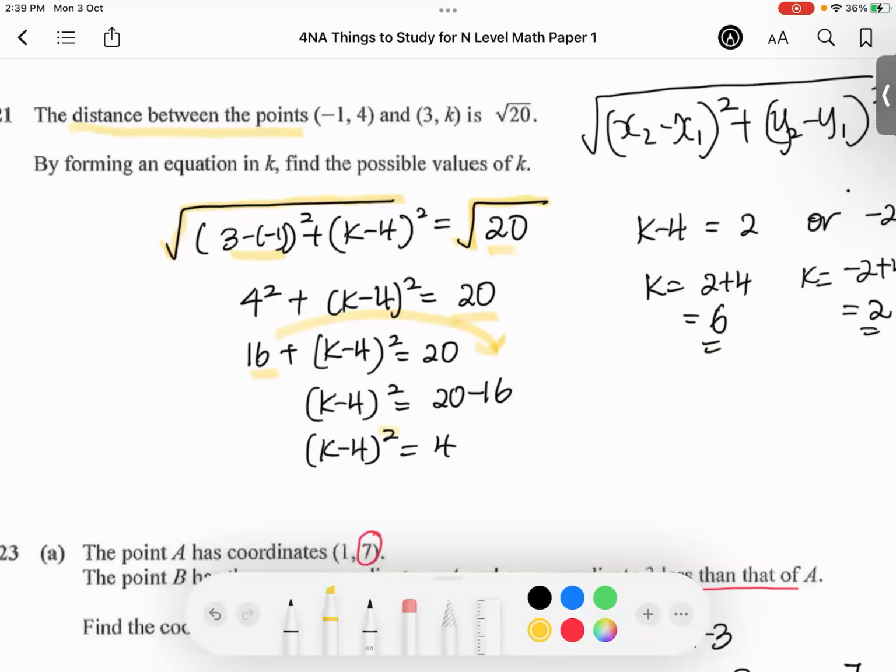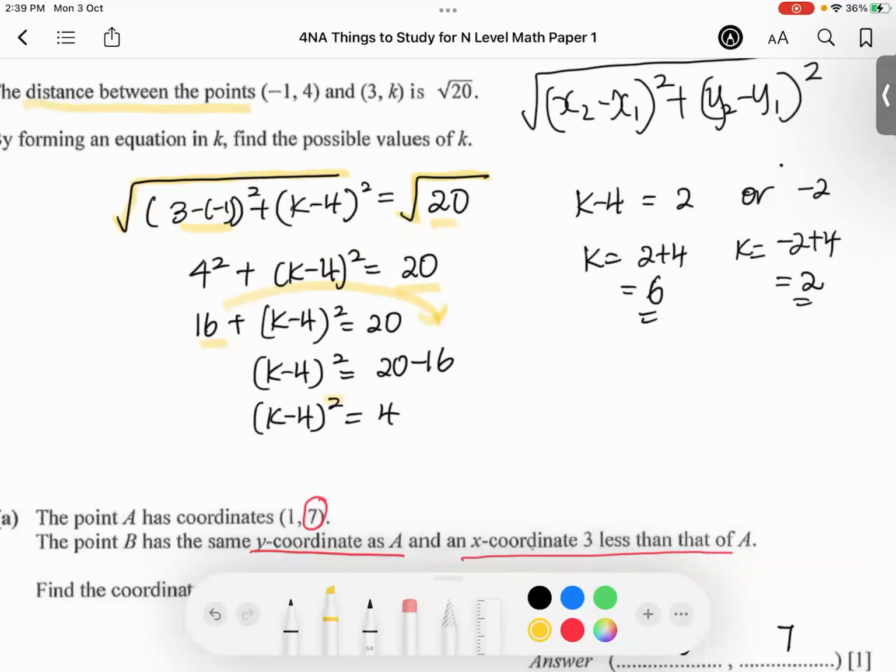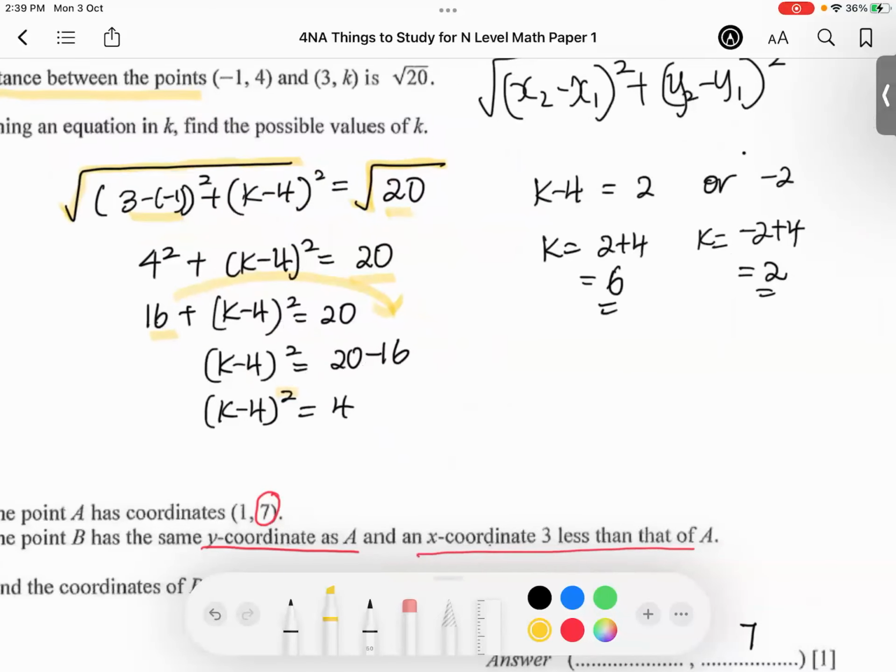What can we do to get rid of the square? Oh, never mind, I'll continue talking. We can take the square root. When we take a square root, remember there are two solutions, 2 or -2. Then after that, you find the value of k.